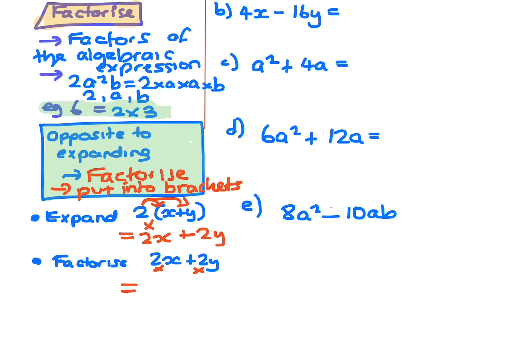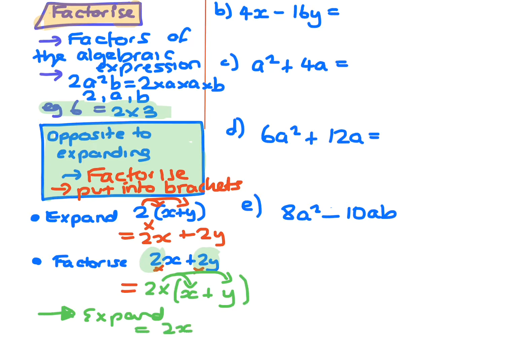So I get my highlighter. What will go into the 2x and the 2y? If you look at the numbers there, 2 is the common factor. And then you're just working backwards. 2 times what gives you 2x? So it'll be 2 times x. And 2 times what gives you 2y? So it's 2 times y. And a way of checking if you are right is just to expand it. So 2 times x is 2x, and 2 times y is 2y.